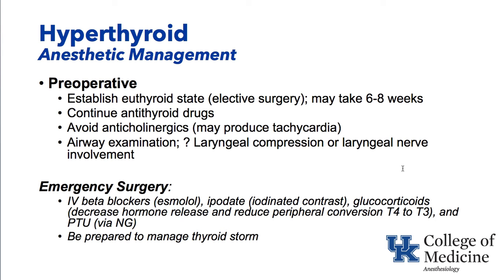And then propylthiouracil can be given via an NG tube, assuming that it's not the gut that you're working on and maybe it's obstructed. That would not probably be wise, putting PTU down that type of patient. Be prepared in that emergency surgery to manage thyroid storm with cooling measures and beta blockers and things like that.